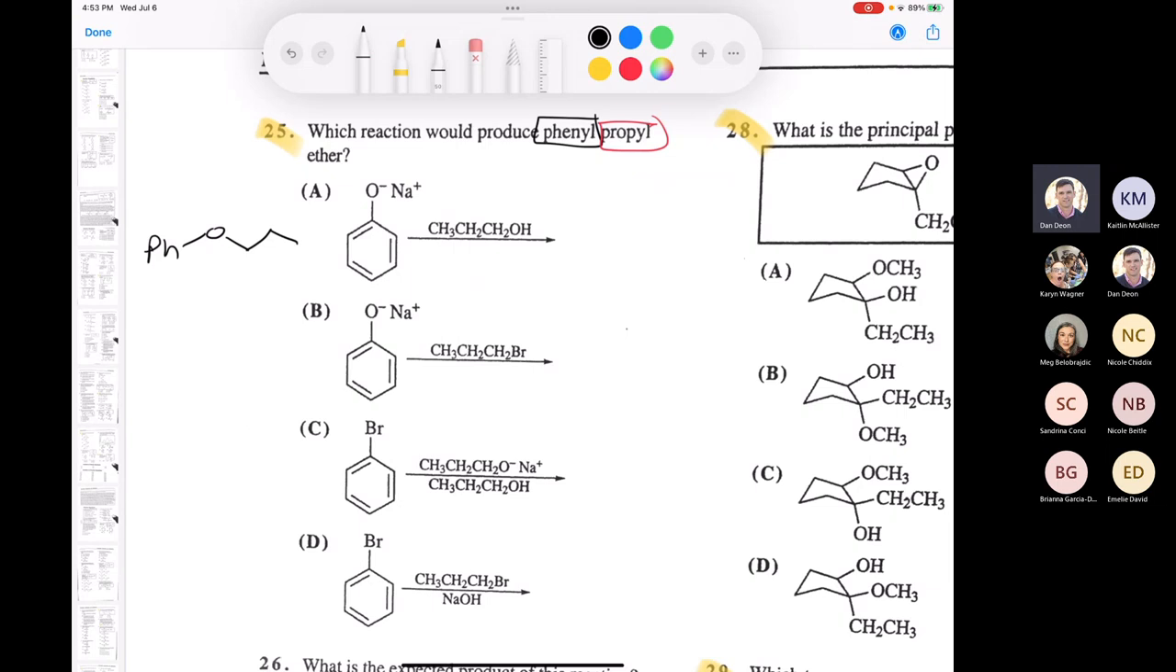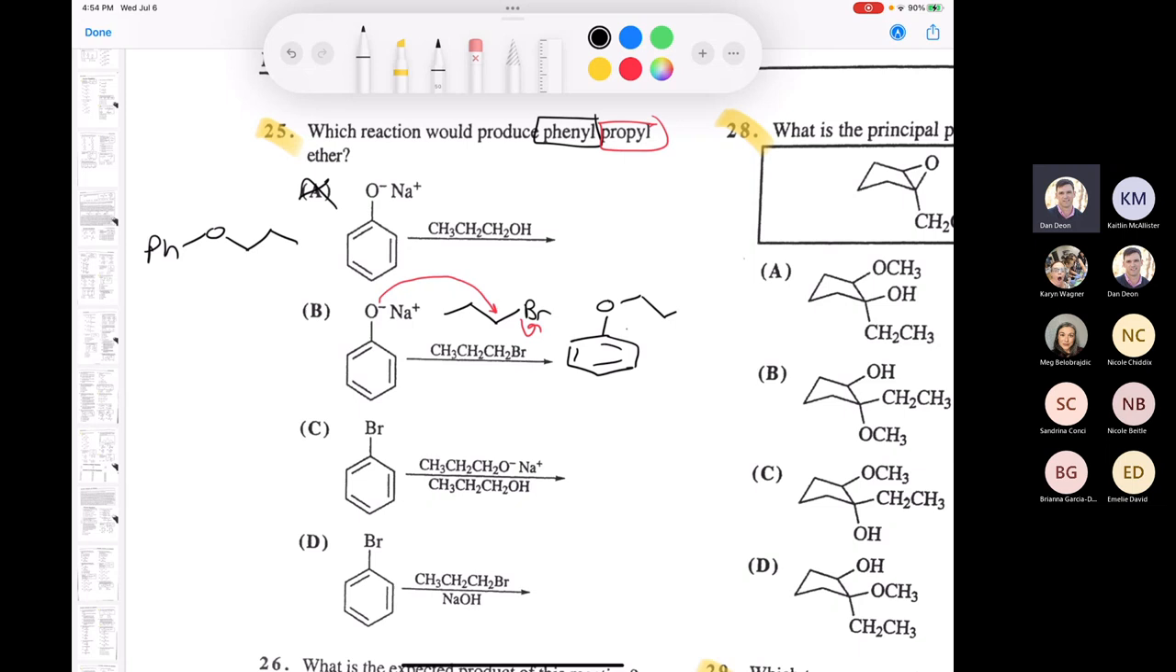Well, in A, we're taking phenoxide and we're treating it with an alcohol. That's just going to cause an equilibrium between the phenoxide and propoxide. So that's not going to work. In B, though, we're taking the phenoxide and we're treating it with propyl bromide, which is this. So that's just going to do an SN2 and give us the desired product. It's going to give us the phenyl with an oxygen, and then we're going to have 1, 2, 3 carbons.